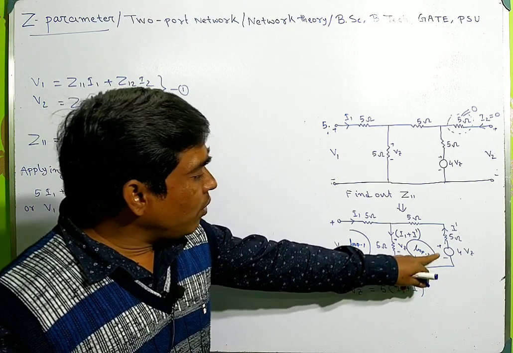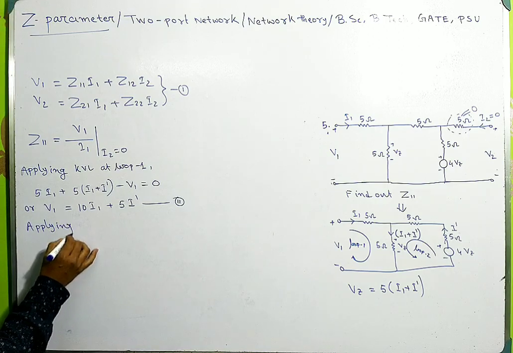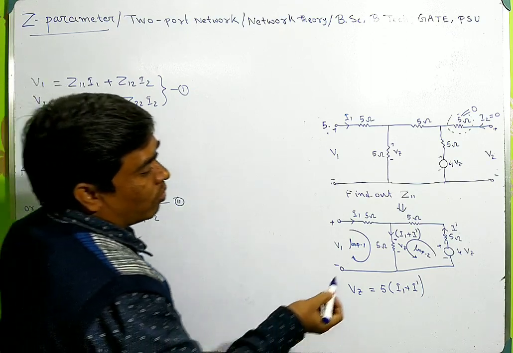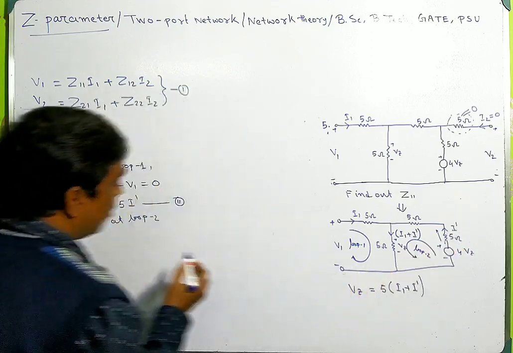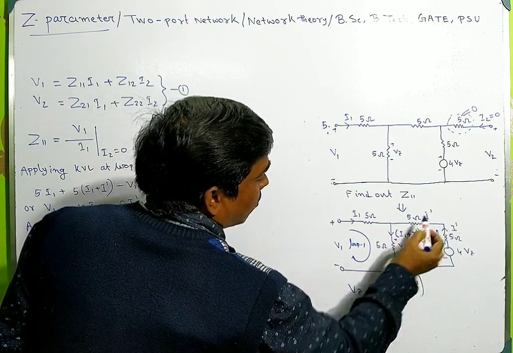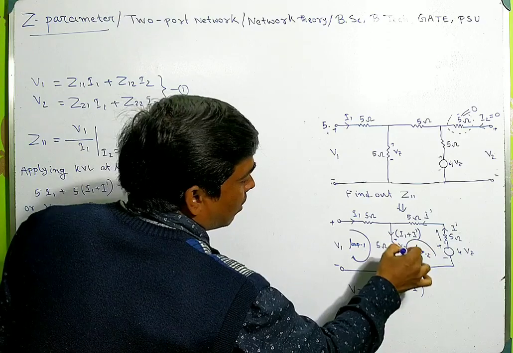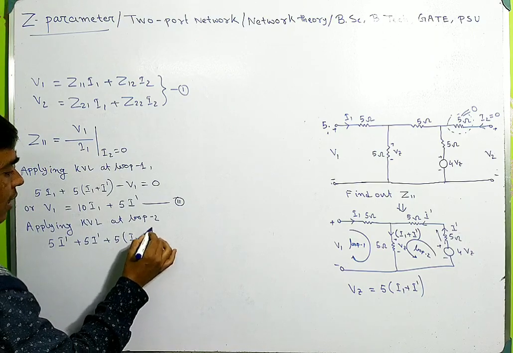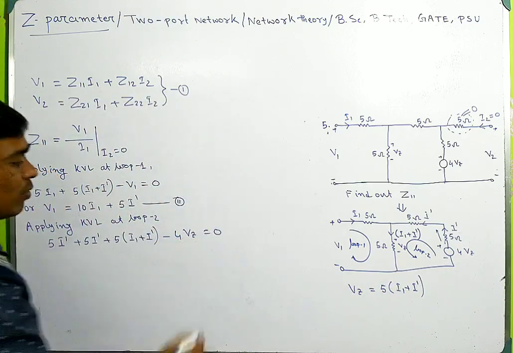Now applying the KVL in loop 2. I will go through this terminal. This current is I dash, so 5 into I dash. This current is also I dash, so it is 5 plus 5 into I dash. And this is Vz, that means 5 into (I1 plus I dash). And this is minus 4 Vz, which must equal 0.